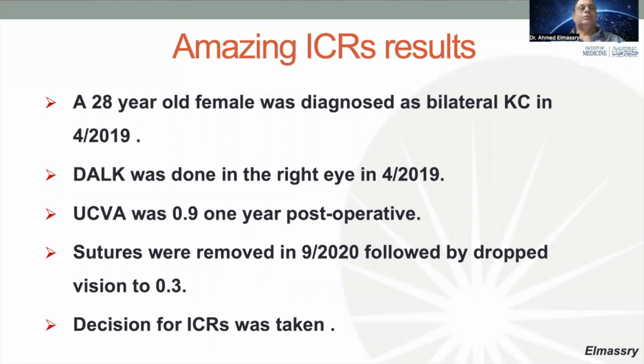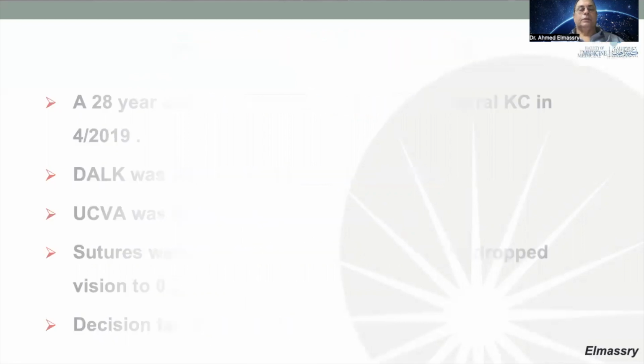It is preferable to keep it as it is because the result is unexpected, or definitely the patient may feel a drop of vision after removal of the suture due to the change of the topography of the cornea. So I took the decision, 6 months after removing the suture, to do intracorneal ring segments for this patient.